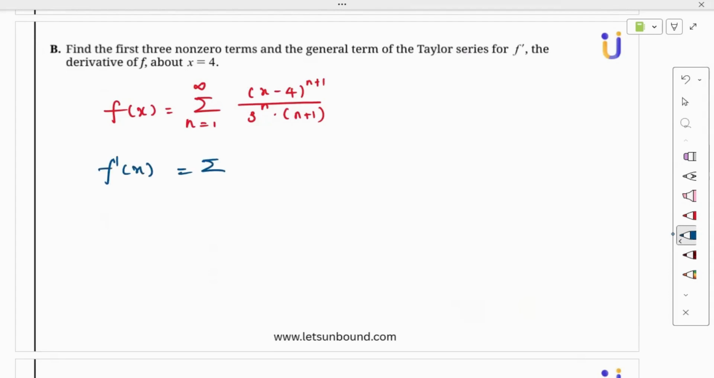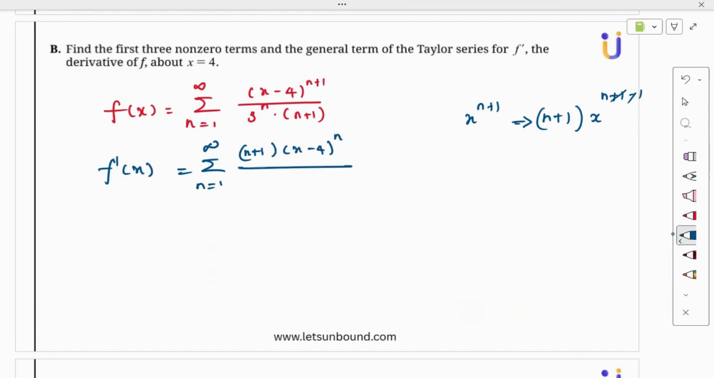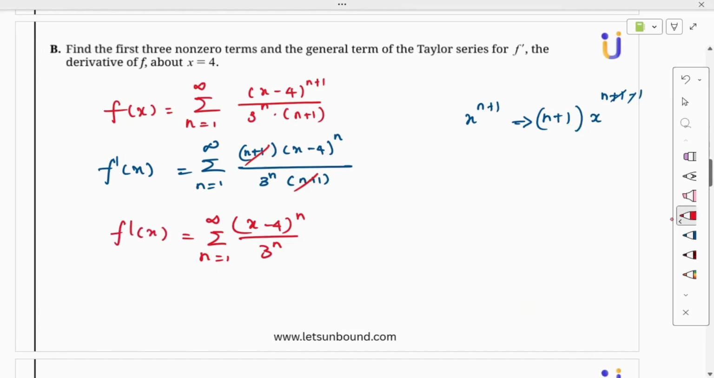Don't touch the part which is made up of n only. Okay, this x power n plus 1, how will you differentiate? n plus 1, x power n plus 1 minus 1. So the same thing, instead I have x minus 4. So n plus 1, x minus 4 to the power n plus 1 minus 1, which is n. The denominator will stay as it is because it is not dependent on x. We are differentiating with respect to x. So that's it. n plus 1 will get cancelled and you got f prime of x is x minus 4 the whole power n by 3 power n. That's it. We got f prime of x.